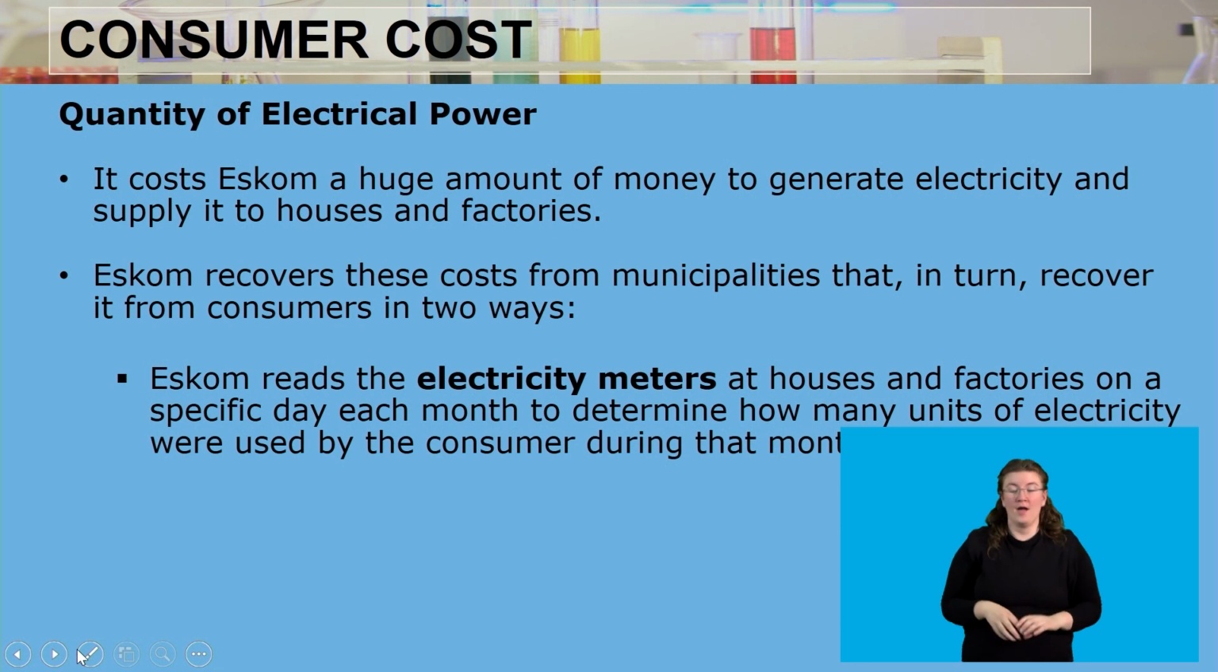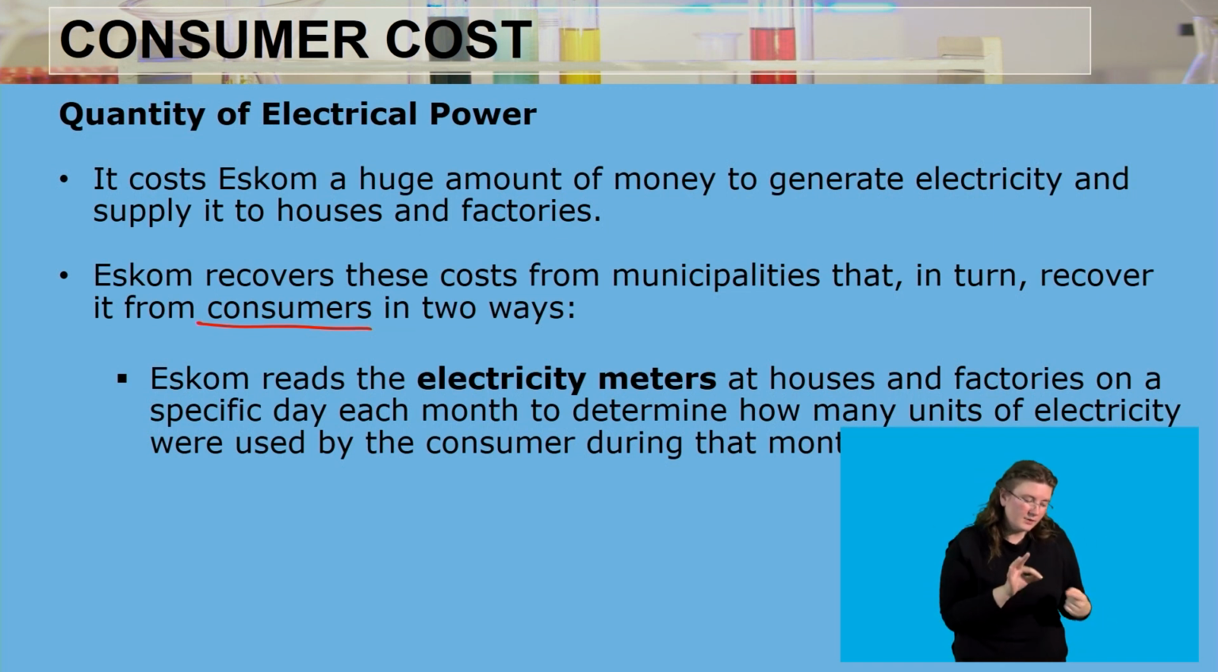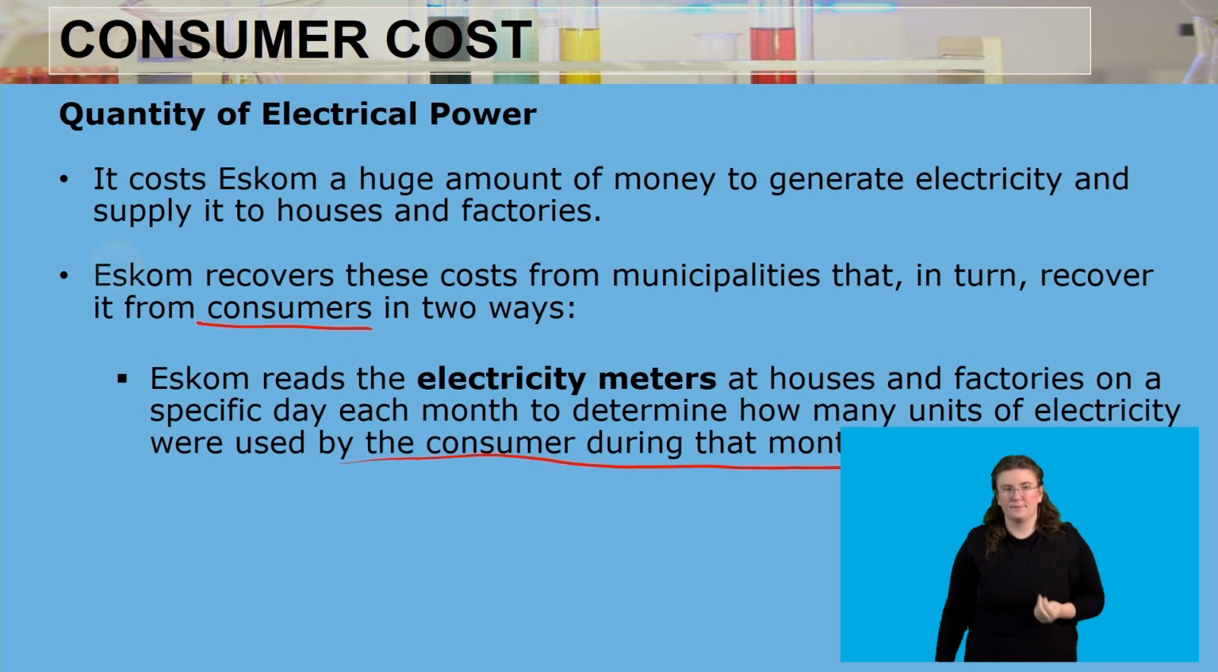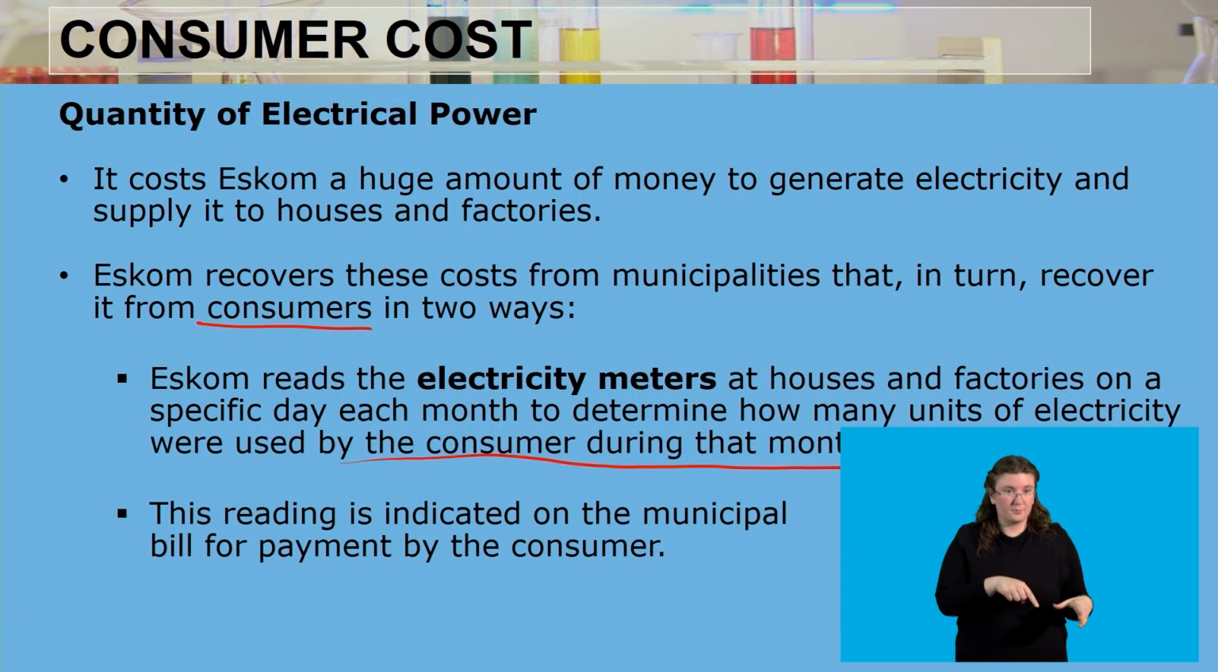So Eskom recovers these costs from municipalities that in turn recover it from the consumers in two ways. The consumers being the people that are using the electricity and buying the electricity from the municipalities. So the two ways in which it is recovered. Number one, Eskom is going to read the electricity meters at houses and factories on a specific day each month to determine how many units of electricity were used by the consumer during that month. And number two, this reading is indicated on the municipal bill for payment by the consumer.